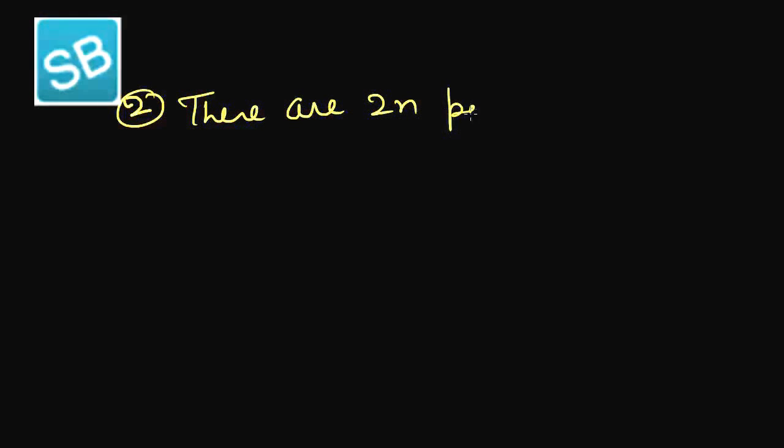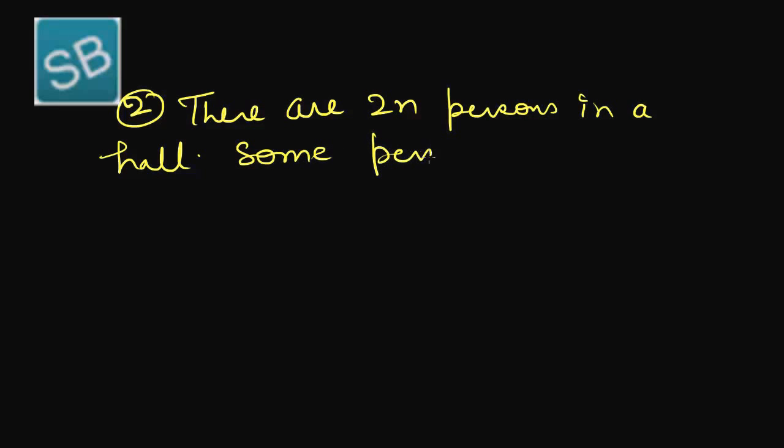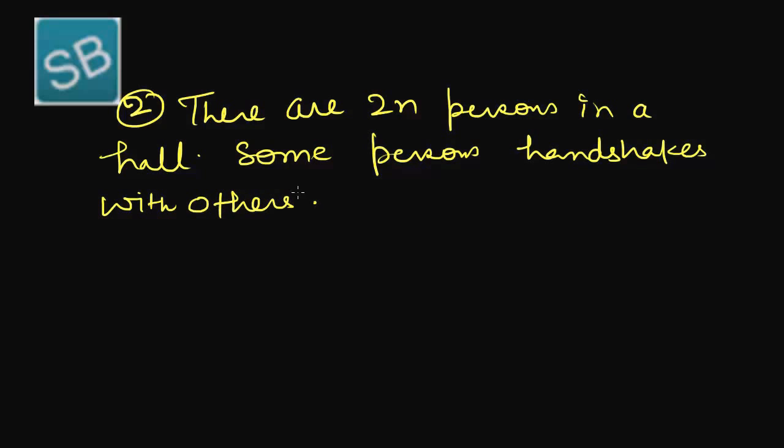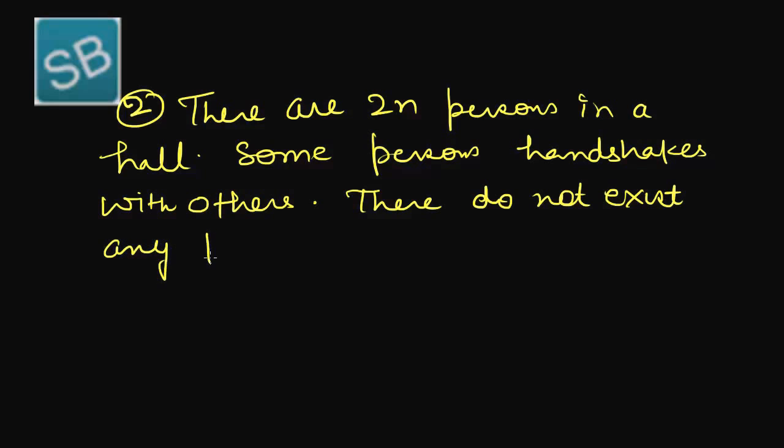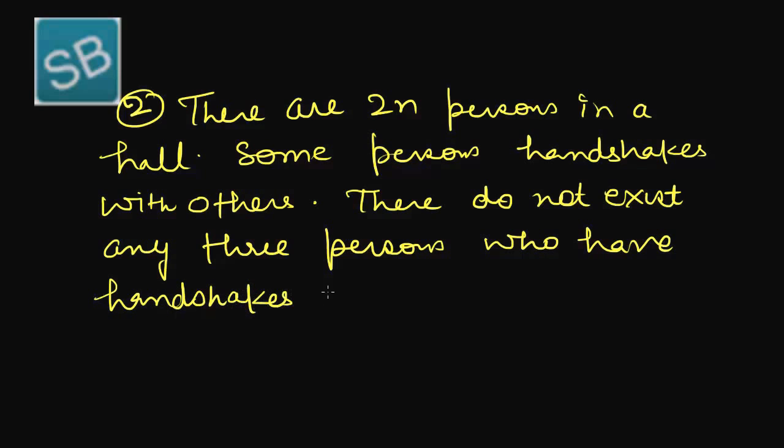Now another typical problem involves this statement: there are 2n persons in a hall. Some persons handshake with others. That means all the persons are not involved in handshaking. There do not exist any three persons who have handshakes with each other.